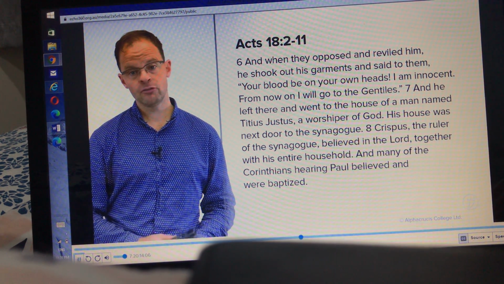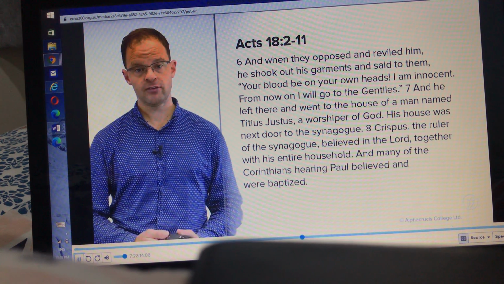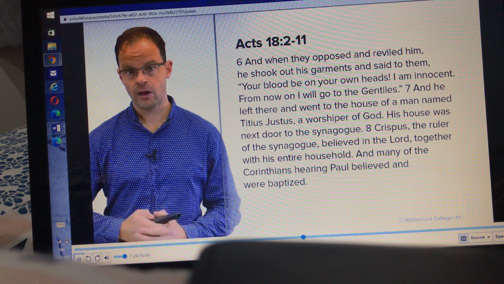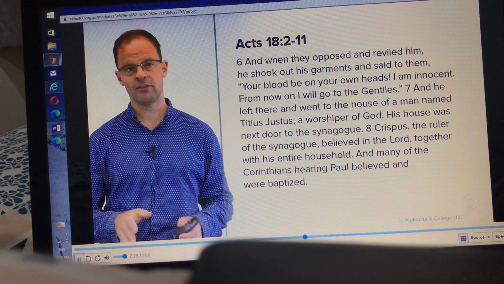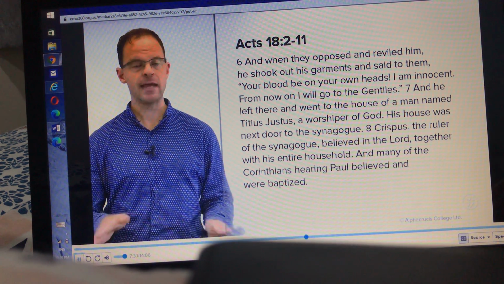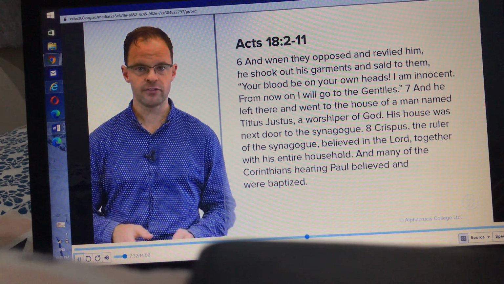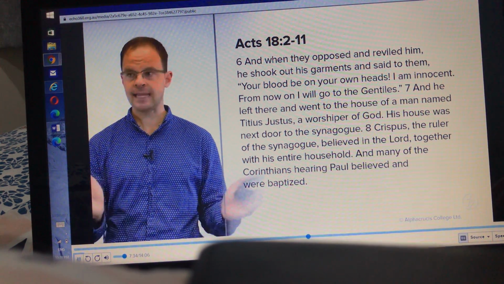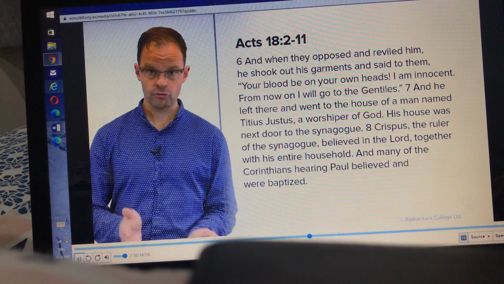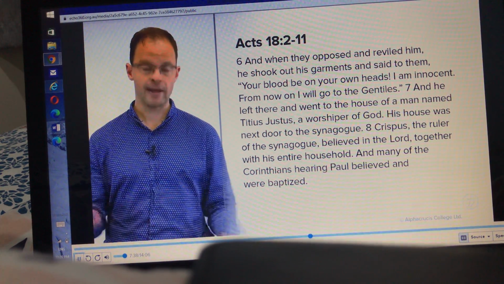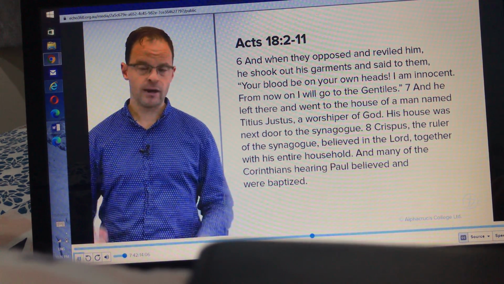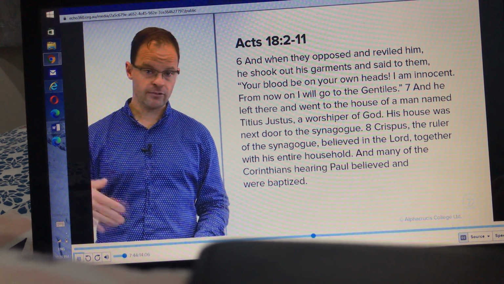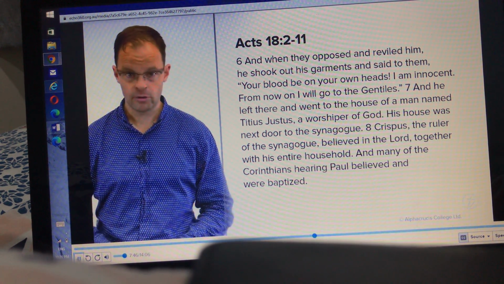Verse 6: "And when they opposed and reviled him, he shook out his garments and said to them, 'Your blood be on your own heads. I am innocent. From now on, I will go to the Gentiles.'" Isn't it interesting? I love the way Luke's so blunt about this. It's not a case of, and then in a shock moment, the Jews didn't like what Paul said. It's like, no, when it happened, because inevitably it's going to happen, they started to go all crazy about his preaching, and so he just said, well, to hell with all of you, I'm going somewhere else.